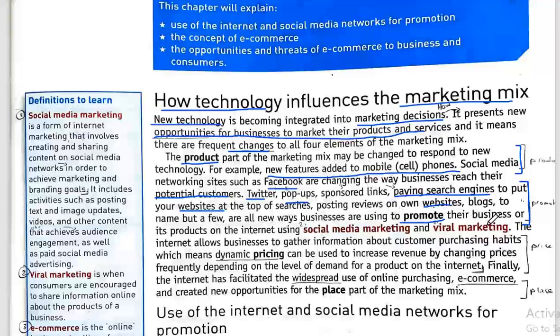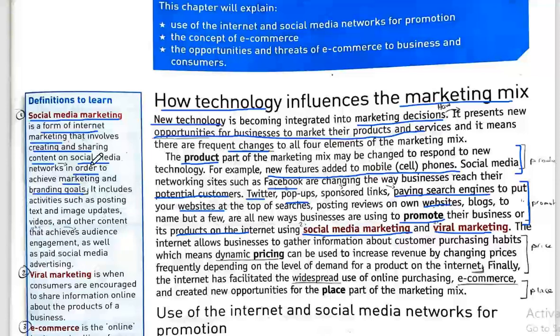Also in the promotion part, I can put my products on the internet using social media marketing and viral marketing as well. Before I proceed with the other P's, price and place, let us see what is meant by social media marketing. Social media marketing is a form of internet marketing. I'm talking about the product and targeting the customers, but through the internet. It involves creating and sharing content on social media, in order to achieve marketing and branding goals.